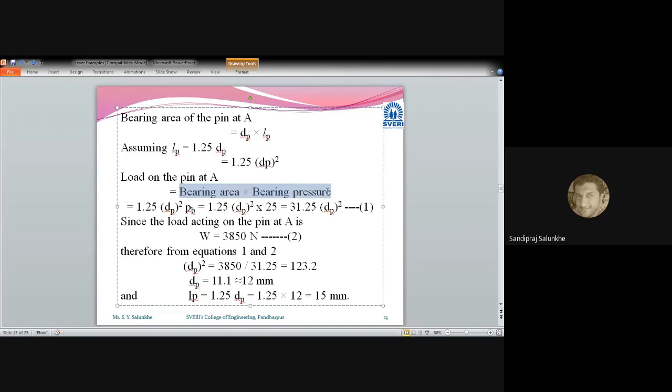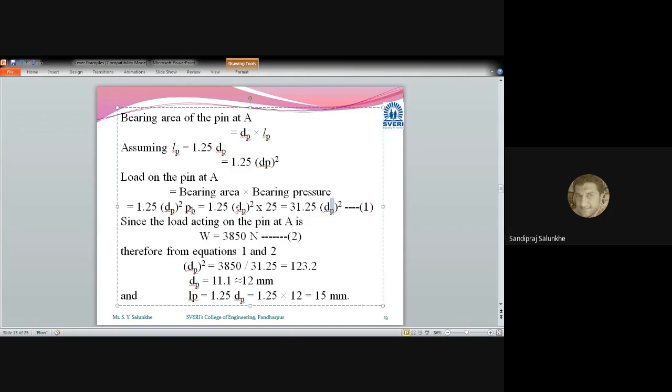Pressure multiplied by area. So bearing pressure multiplied by bearing area, that will be the force. Okay. So we know this bearing area, that is 1.25 d p square. We know this bearing pressure also, because this pressure intensity is given in the problem. It is 25. So keeping this diameter of the pin as it is and multiplying this 1.25 with 25, we are getting 31.25 d p square. Now this is equation 1.